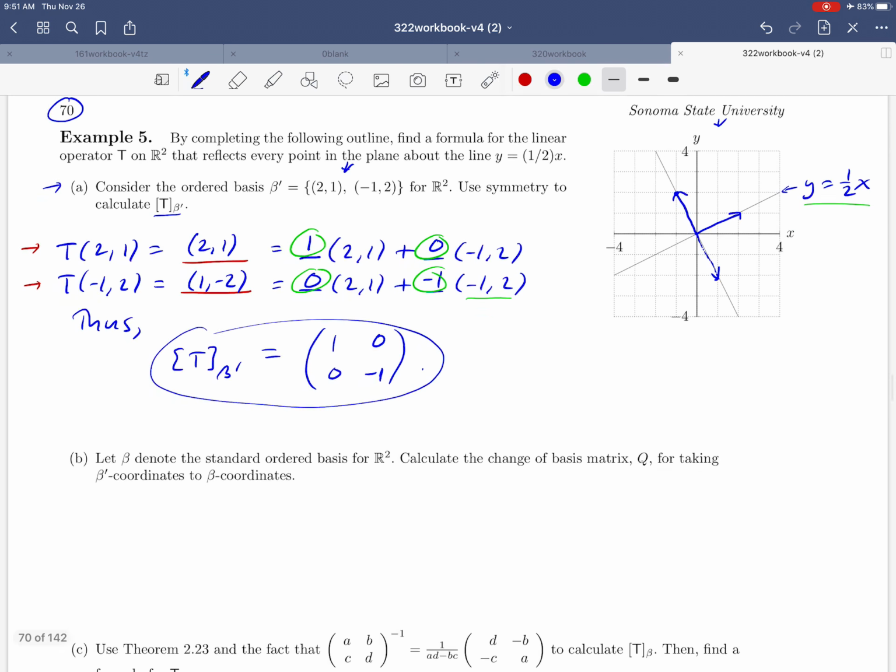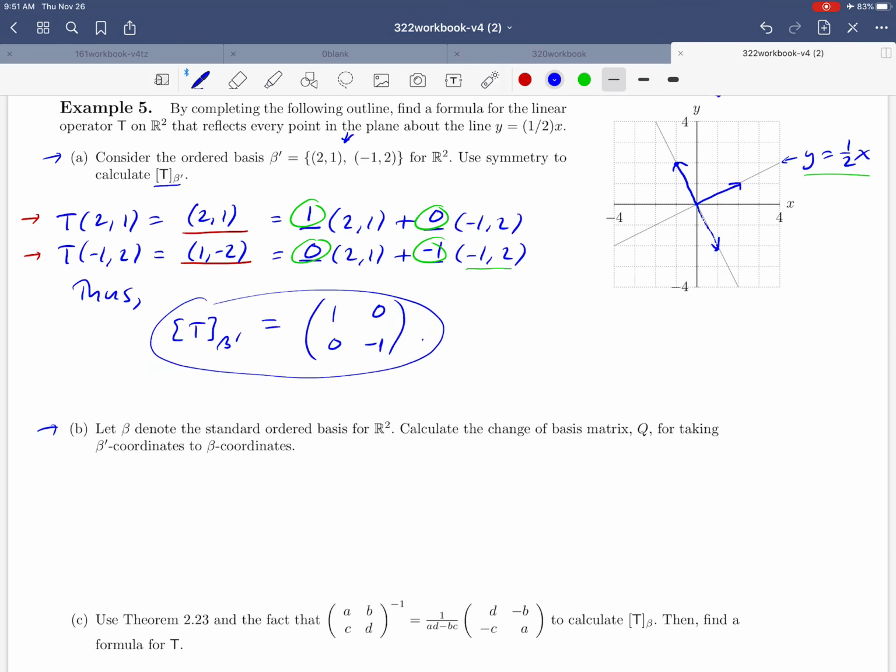Okay, continuing on here then, let's see what part B is asking us. So now, let beta denote the standard ordered basis for R2. Calculate the change of basis matrix Q for taking beta prime coordinates to beta coordinates. Okay, so to do that, we need to start by writing down the beta prime vectors. And then just asking, how would we write those as a linear combination of the beta vectors? Well, beta is the standard basis, so that's kind of an easy question.